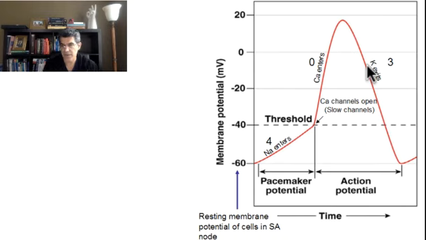Here's the beauty of this SA node. As soon as potassium leaves and the membrane potential is going to come toward negative, as soon as it reaches around minus 60, something magical happens. And that is, all of a sudden, the sodium channel is going to open. Remember, channels open due to depolarization. This channel opens due to repolarization. This sodium channel here is going to open when the cell is repolarizing.